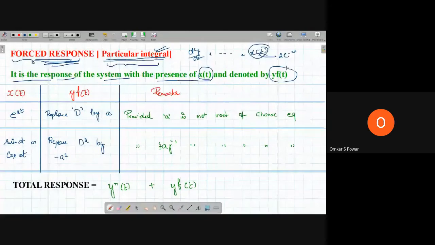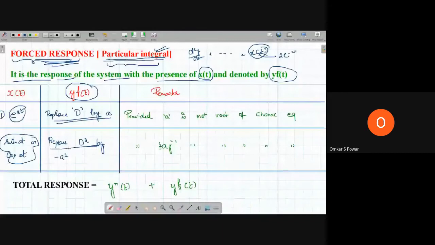So you have to remember this. Whatever the term x of t is, the first condition: if it is equal to e power at, then for your forced response y f of t, you have to replace d by a. Then if x of t is equal to sin at or cos at, you should replace d square by minus a square. Sir, what is this, sir? You may say that now. Don't worry. Whenever you solve the problem, I will solve many problems today, so you will get a good idea.